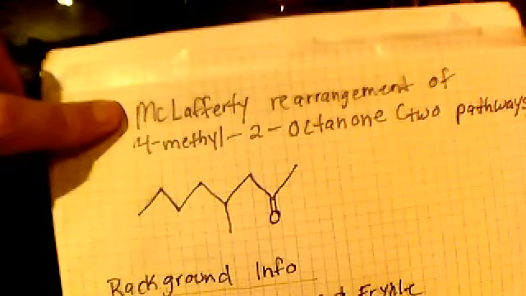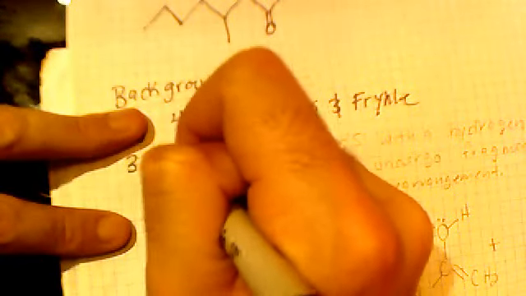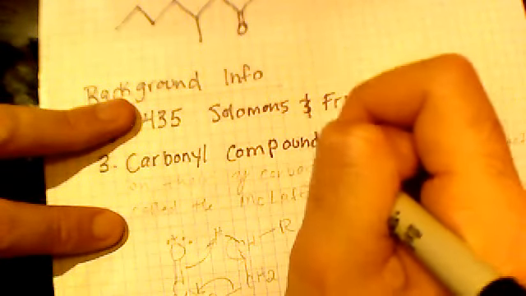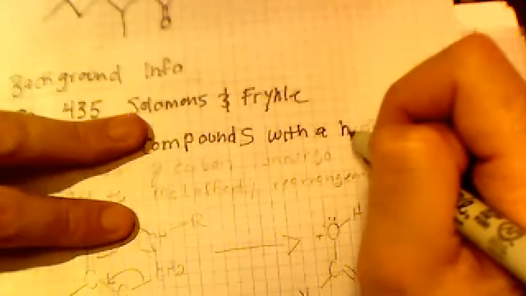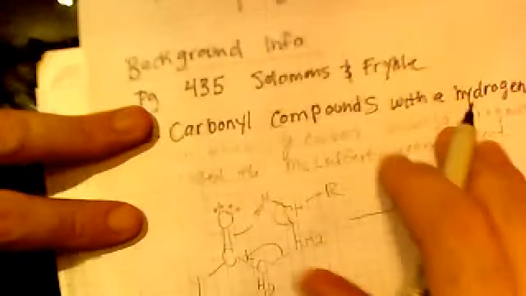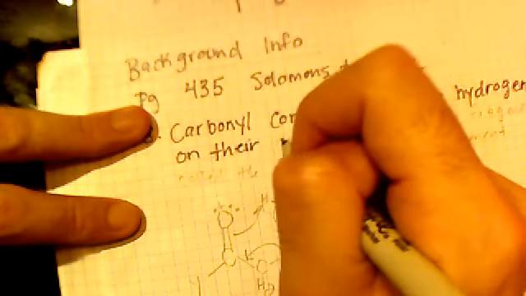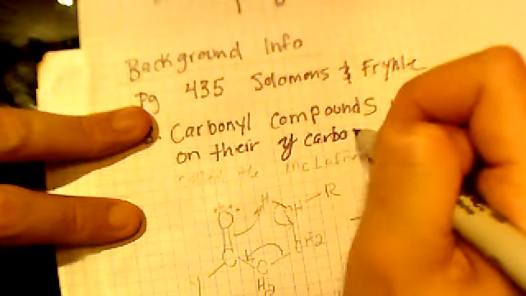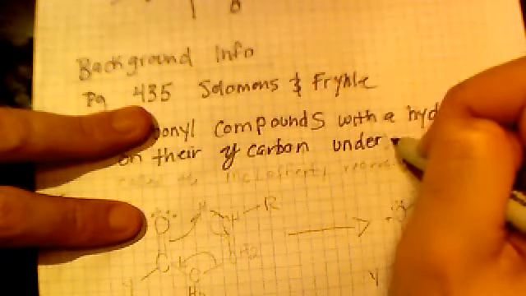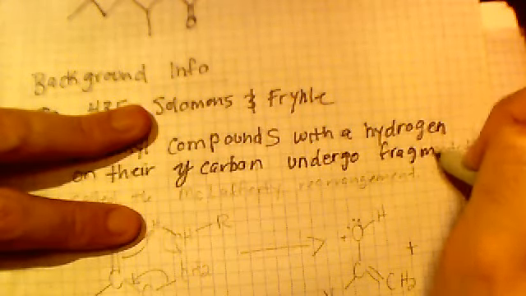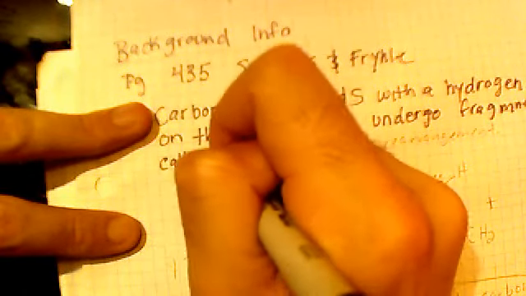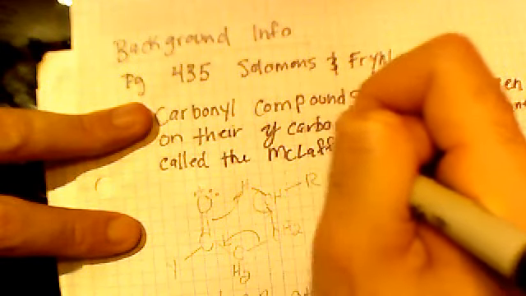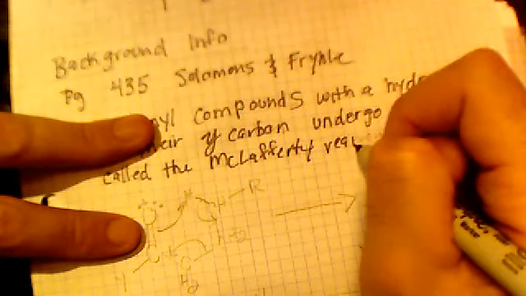Okay, so then when they give an explanation of McLafferty rearrangements, which is, okay, so carbonyl compounds, which is like this ketone, carbonyl compounds with a hydrogen on their gamma carbon undergo fragmentation called the McLafferty, sorry, I'm getting a little tired, rearrangement.